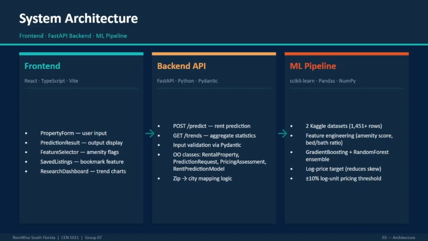Additionally, the API includes a zip to city mapping logic, since the users input a zip code on the front end, but the model expects a city name. This is all done so that the translation happens automatically in the backend.